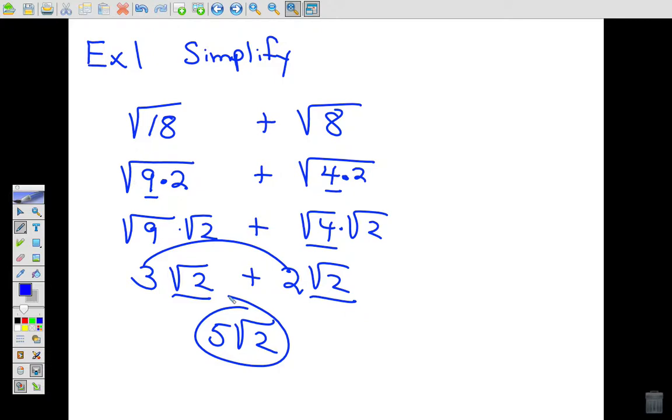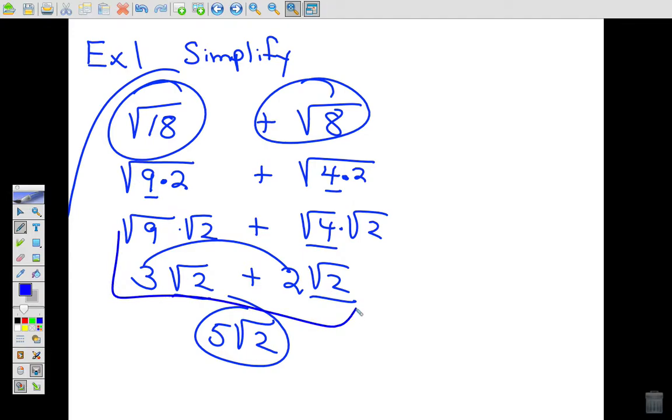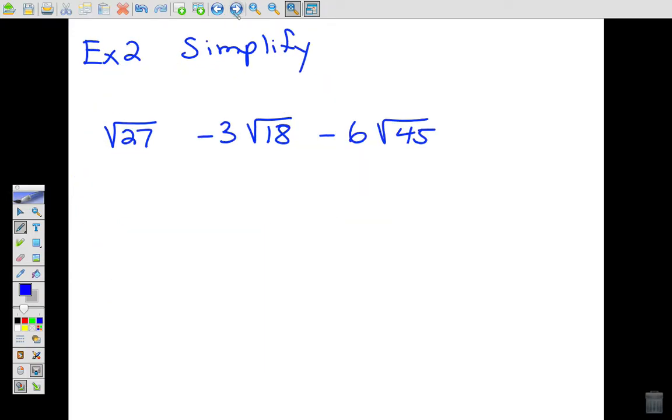So what we did here is we simplified each of these in the hopes that eventually I would get some terms that are like terms, and that did happen. All right, example 2, simplify. Now I have 3 terms, right? Right now, none of these are like terms.